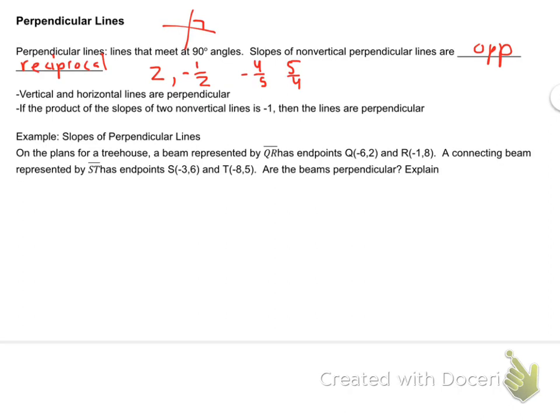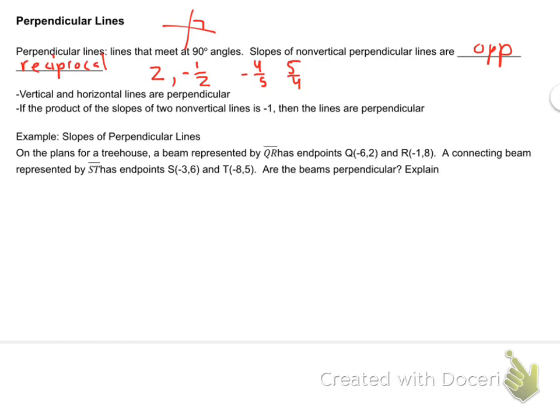So when it comes down to this, it's the same steps as before. I still got to find my old slope, but then what I'm going to do with it is take that old slope and make it new by making it the opposite and then taking the reciprocal. So on this particular example, they're not actually asking you to find the perpendicular line. It actually is asking you to tell, are these lines perpendicular?